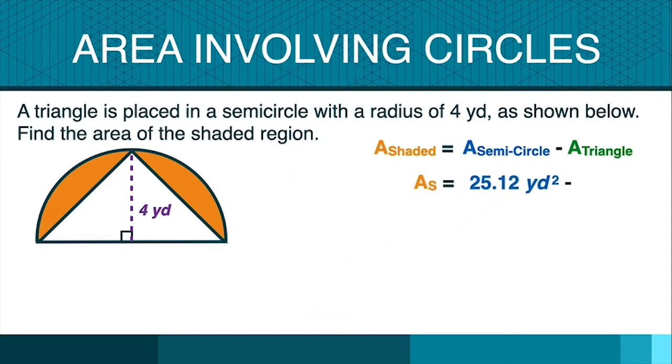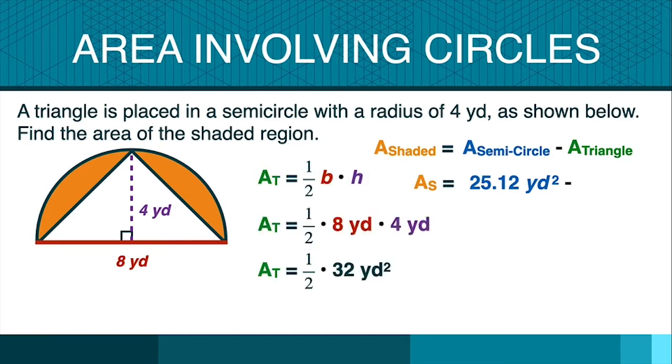Next, find the area of the triangle using the formula 1/2 base times height. The radius of the circle is the height of the triangle, and the diameter of the circle is the base of the triangle. So the height of the triangle is 4, and the base of the triangle is 8. Substitute the values to get 1/2 times 8 times 4. Multiply to find the area, which is 16 square yards.